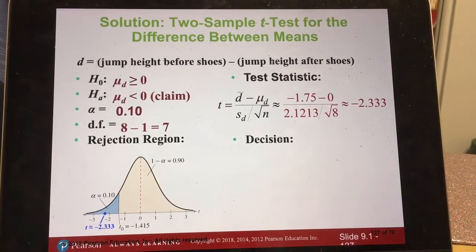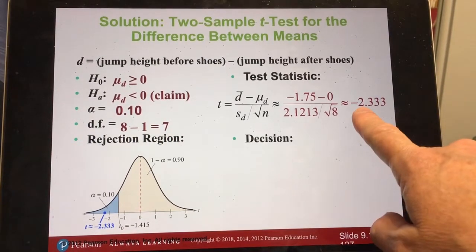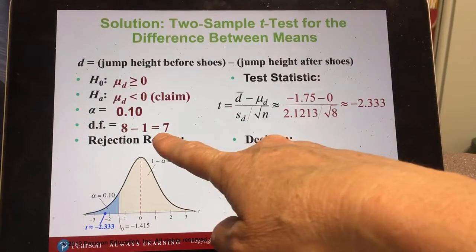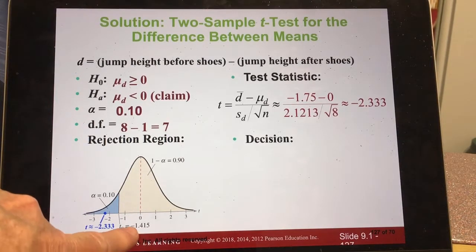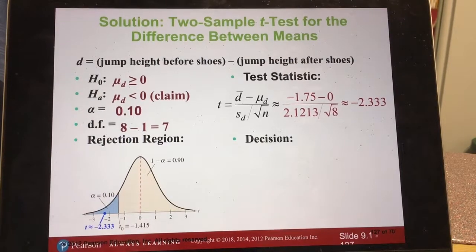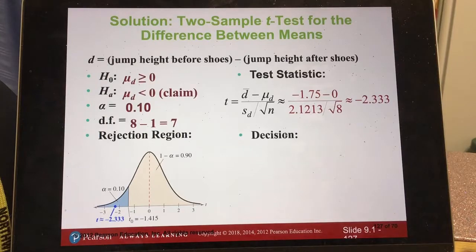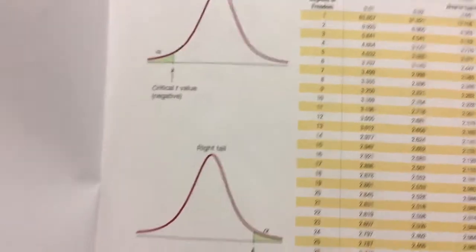The cool thing about it is when we use the technology, we don't have to worry about the p-value. We just take it for what it is, because it knows when to double it and when not to, and this one wouldn't double it anyway. So our T is negative 2.33, degrees of freedom 7, alpha 0.10. So aren't we going to go to our T table? In our T table, we're going to find our critical value. Our critical value, according to this, should be negative 1.415. But let's check that out with our T table, which is right here. Let me move this back a little bit. So here's our T table.